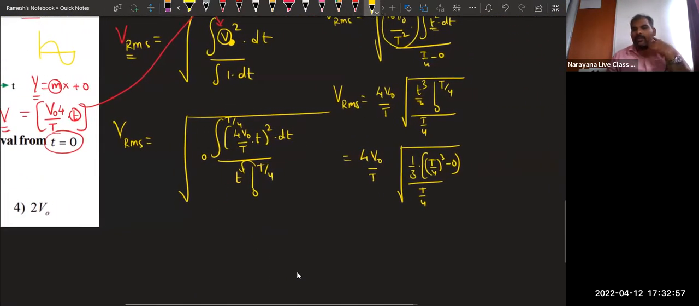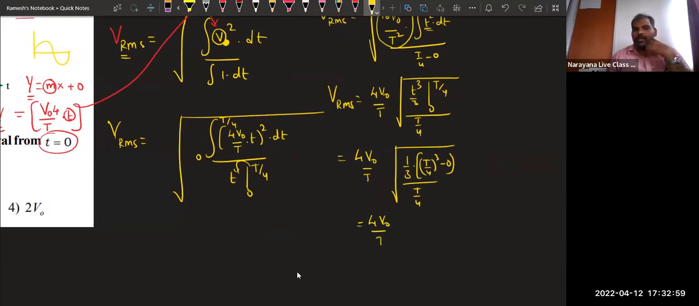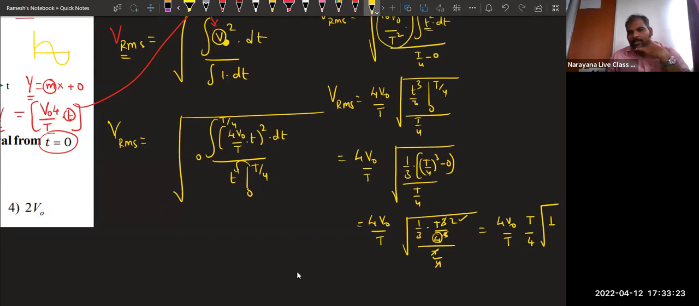So if you simplify, 4 V naught by T under root of how much? 1 by 3 into T cube by 4 cube, divided by T by 4. T cancels out, 4 cancels out. So 4 V naught by T, this T square if you take outside capital T, and 4 square if you take outside, 4 will come outside under root of 1 by 3. T cancels out. So V naught by root 3.